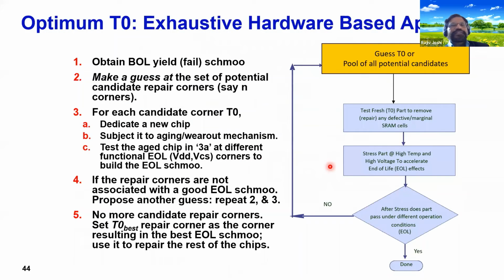Now, as I mentioned earlier, there is a hardware-based approach, which is very, very exhaustive. Meaning, if you get a chip back, you want to look at the end of life, and in order to do that, you have to do a lot of experiments. So a lot of time is wasted. If you go through this flow, you'll understand that you have to test the fresh part and remove any defective part, then stress the part at high temperature. And if you remove the stress and it doesn't pass, then you go back and define a new corner. Okay, so this is a very elaborate process on the hardware when you are testing it.